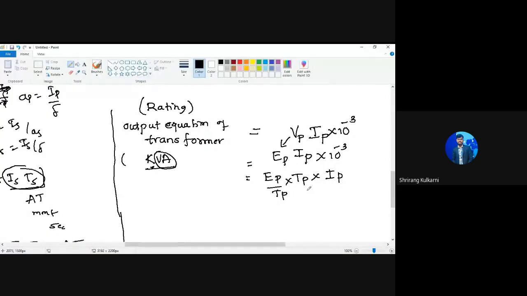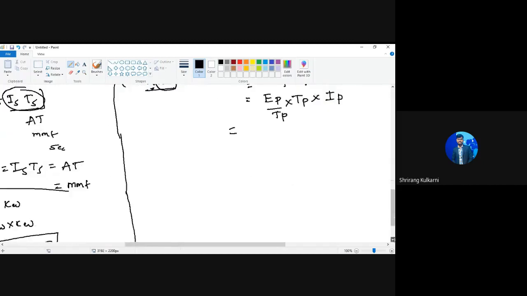What I am doing is that I multiply and divide by TP. That's it. So EP by TP is nothing but ET, the EMF per turn. It is just like an EMF term, equation number 1.